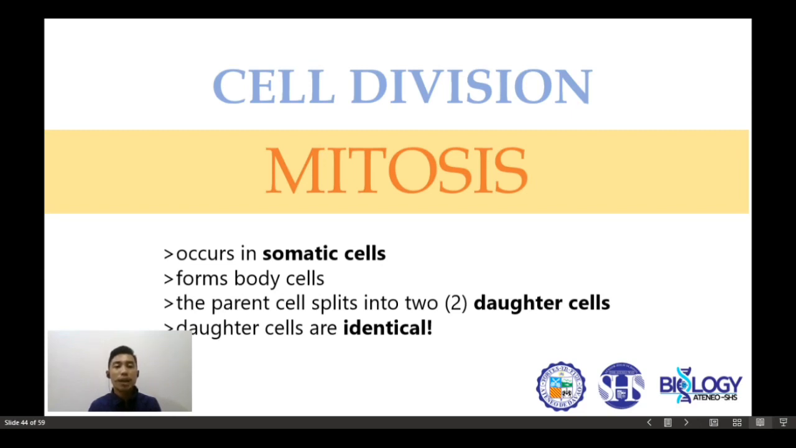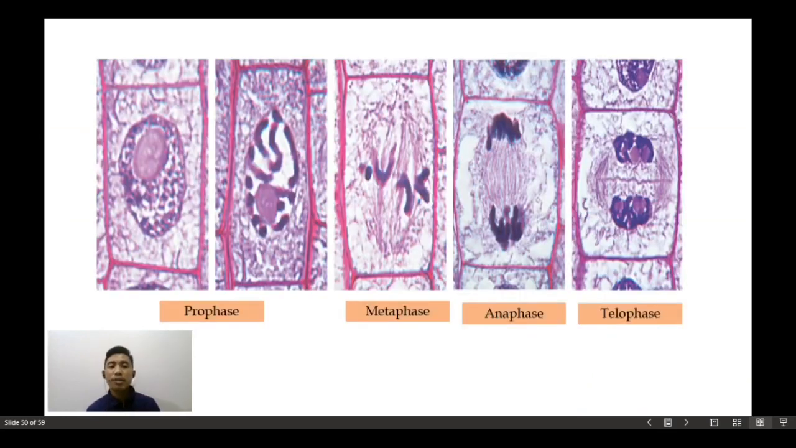And again, in one parent cell, once it divides, it produces two daughter cells. And these two daughter cells are twins. Not just twins, but identical twins, because again, they have the same composition and the same number of chromosomes. And that is also the reason why mitosis is also called the equational division. I guess that's the overall discussion on the concepts of mitosis.